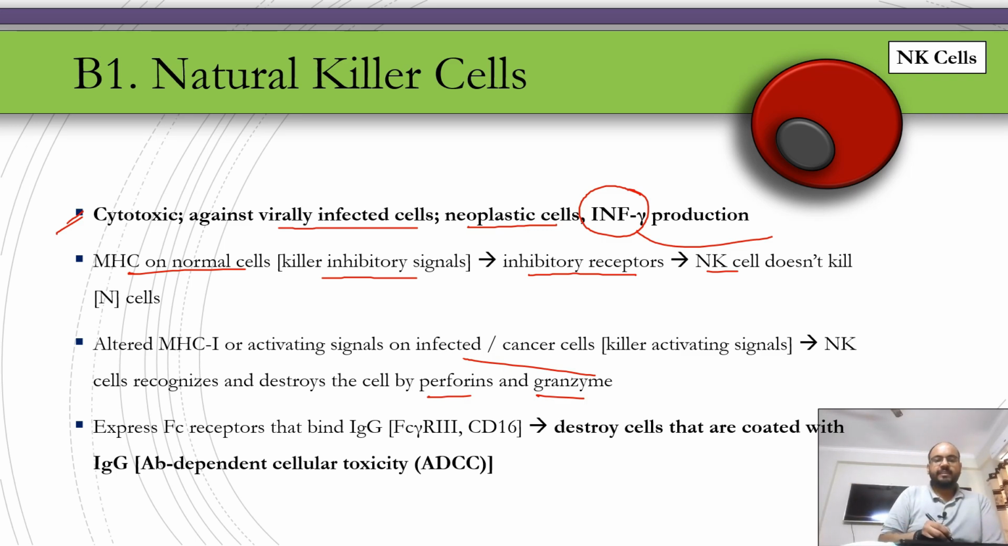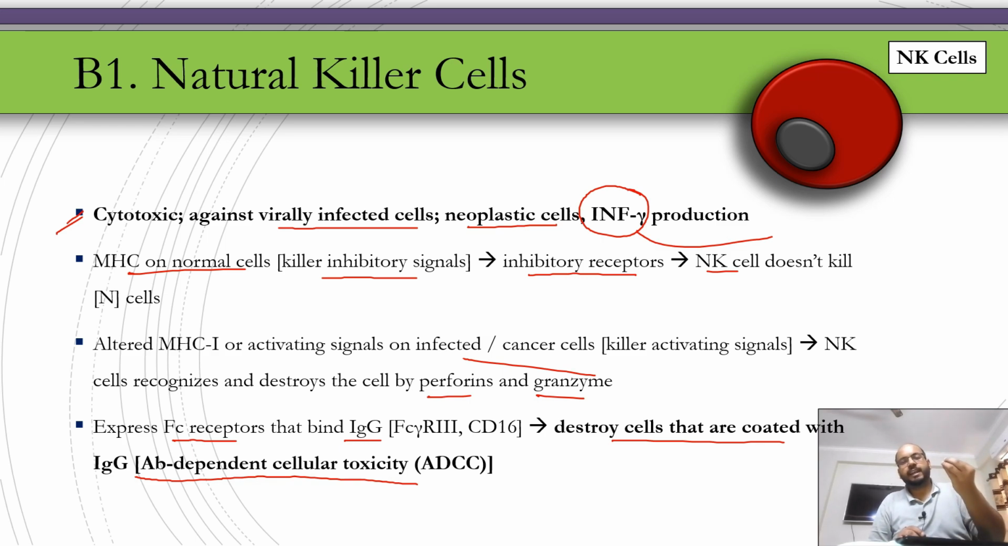Now, NK cells express Fc receptors which bind IgG, and they can destroy cells which are coated by IgG. This is known as antibody-dependent cellular cytotoxicity. In the first process, we learned that the NK cell will utilize the MHC pathway to destroy or not destroy a cell. Clear? Another pathway that it can use is antibody-dependent cellular cytotoxicity.